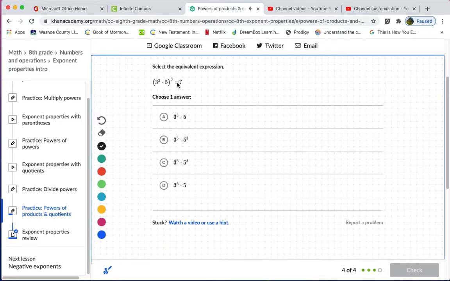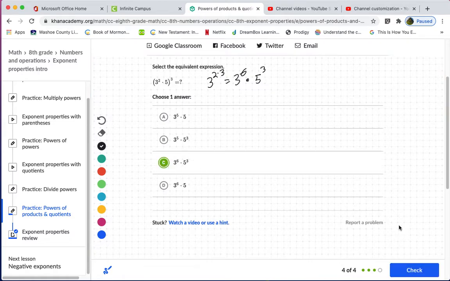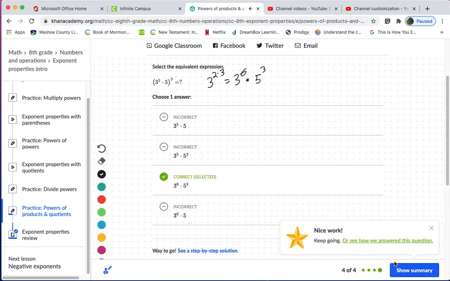Okay, last one of these. 3 squared times 5, all raised to the 3rd power. So again, we're multiplying our exponents. 2 times 3 is 6, so 3 to the 2 times 3 is 3 to the 6th. And then 5, there's a 1 there. We don't have to write that because 5 to the 1 is just 5. And this is going to be 5 to the 3rd power because 3 times 1 is 3. So 3 to the 6th, 5 to the 3rd. And that'll do it for this video.